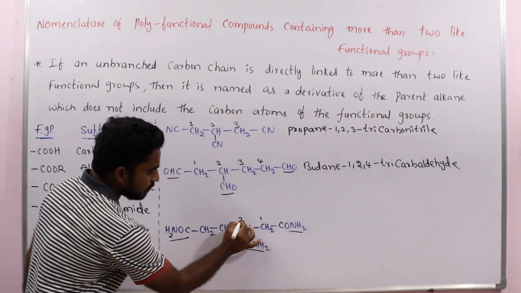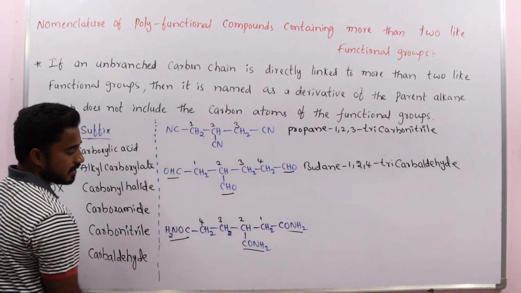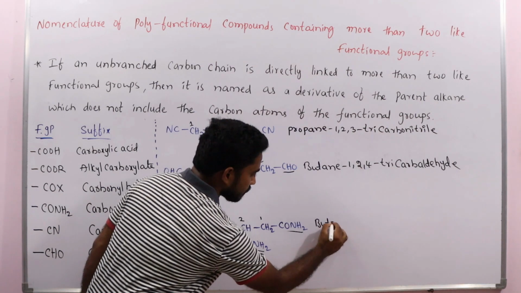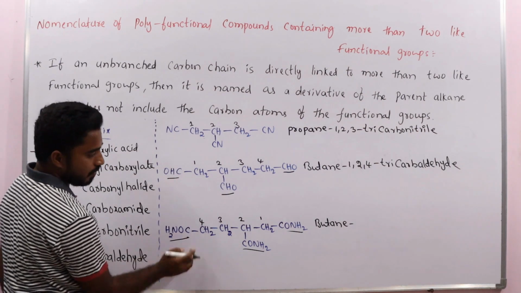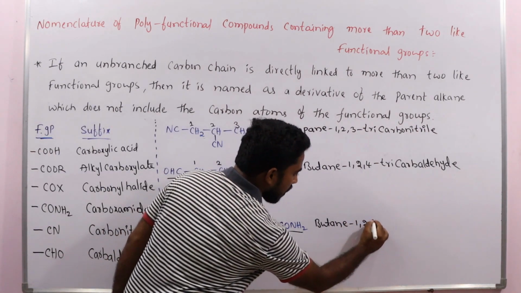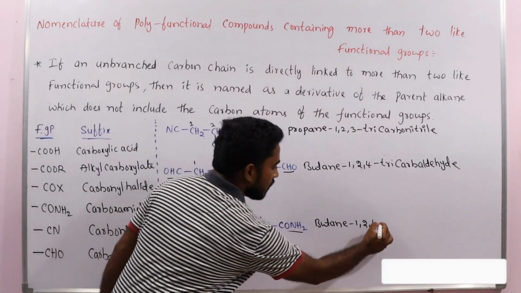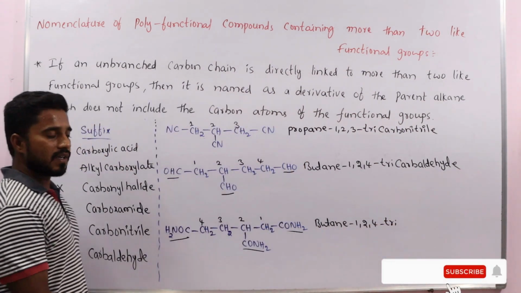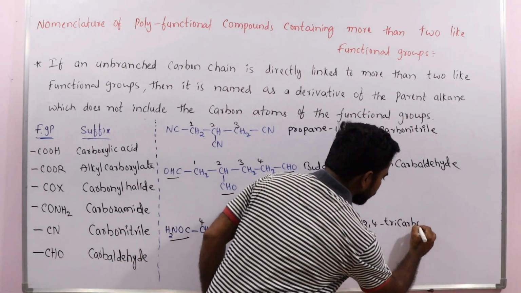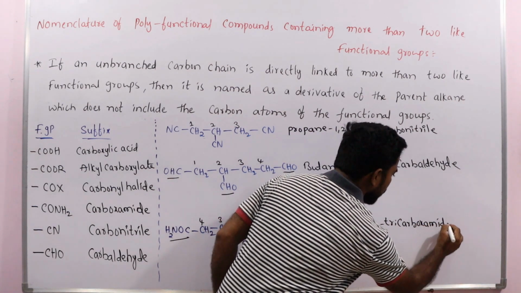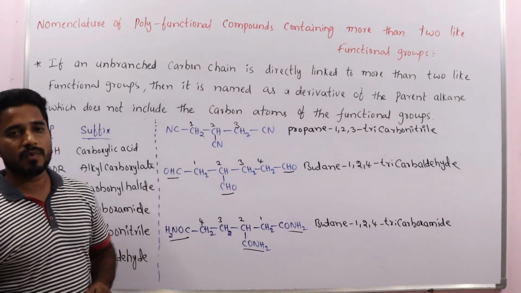So 1, 2, 3, 4. In the parent chain, 4 carbons are there. That's why butane, 1,2,4, tri because 3 CONH2. For CONH2, what is the suffix? Carboxamide. Okay, tricarboxamide. Like this we have to give the name for this type of compounds.